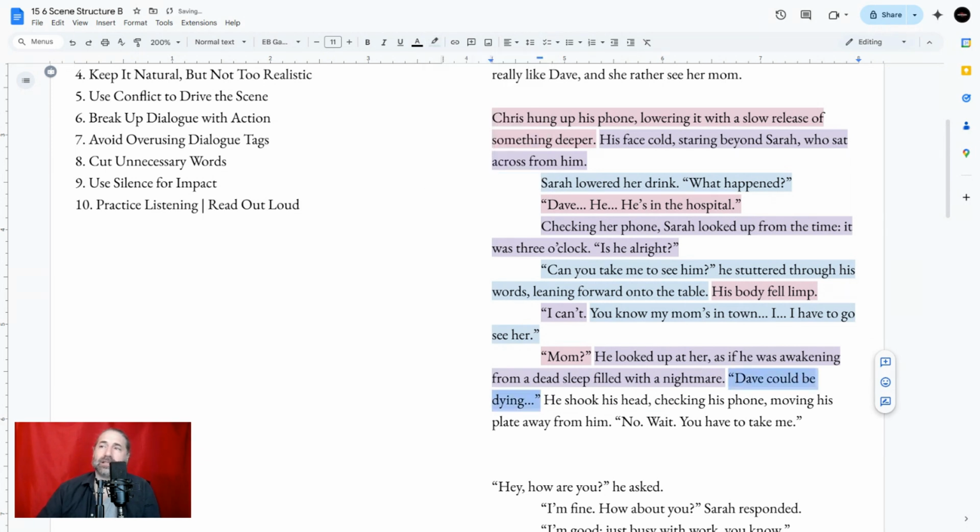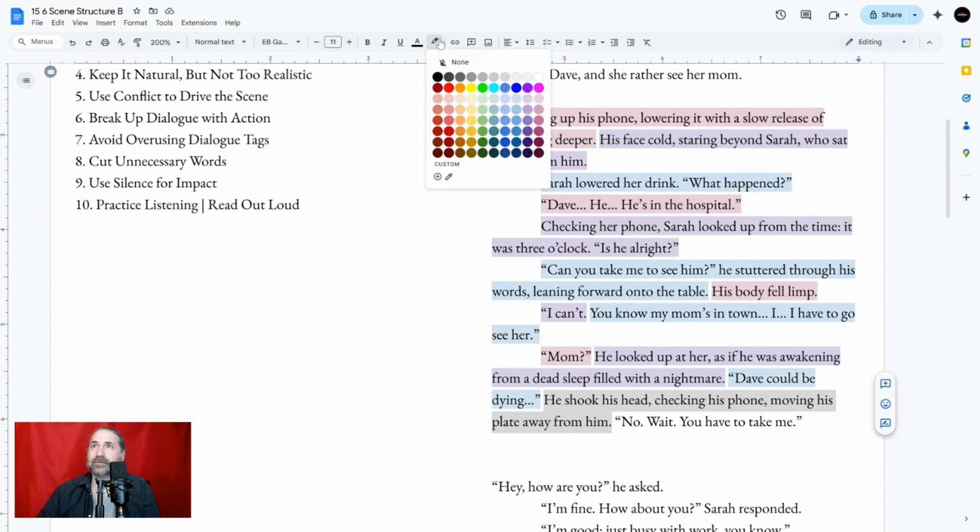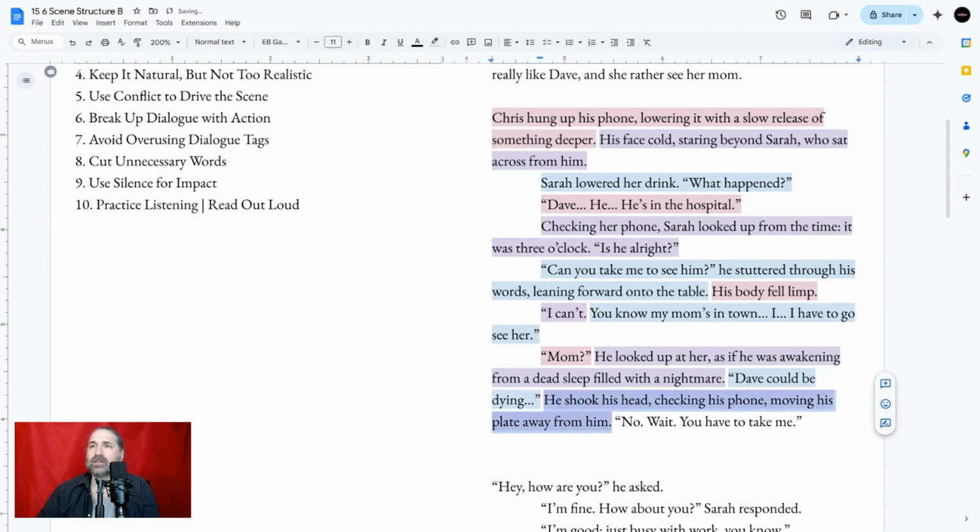"Dave could be dying." Ooh. What do you think that is? 3, 2, 1. "Dave could be dying." That is plot, but it is also character because he has a concern. It's a position. It's a choice. All right. "He shook his head, checking his phone," all this other stuff. This is all character. As you can see, behavior is always character. Anything that showcases who somebody is becomes character. That's character development. If we learn something about them, that's character development. So their behavior allows us to learn something about them.